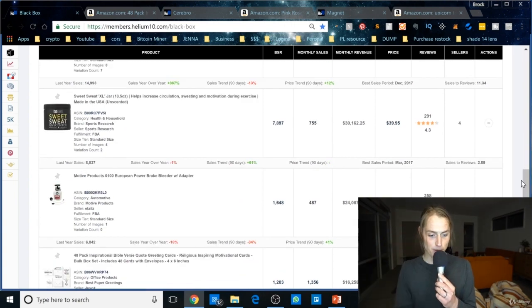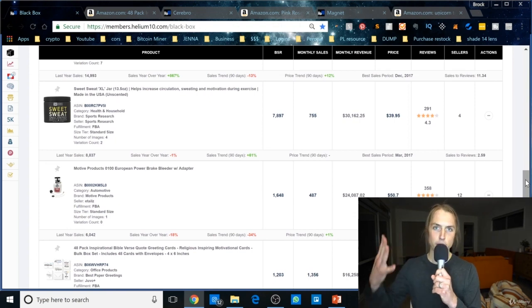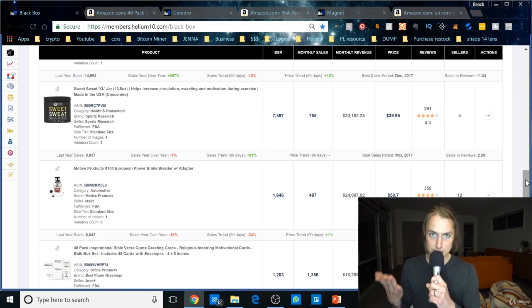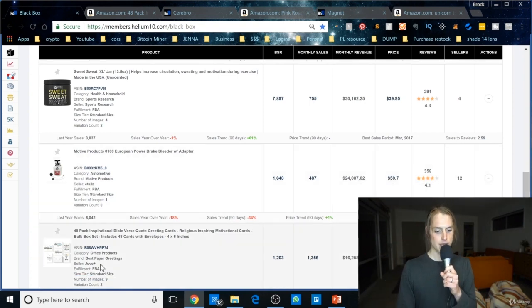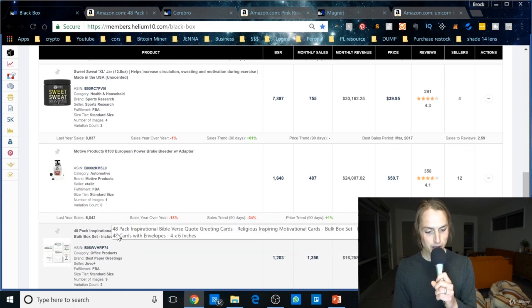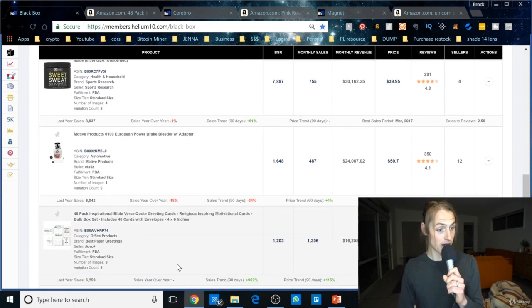All right, so as we went through this, the product that I found interesting here was, if you don't know me, I like seasonal, I like gifts, I like somewhere where people are looking to solve a problem or fill a need, but it is not like they're looking for a red spatula that is 18 inches long and that's it. So this one was interesting to me. Inspirational Bible verse quote greeting cards.